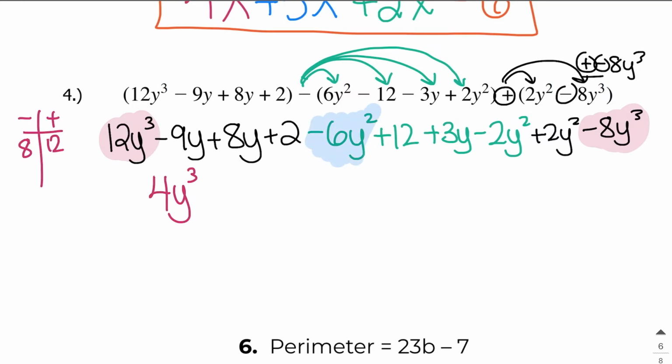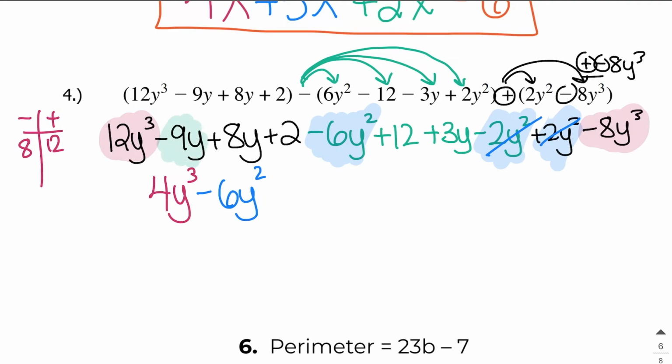So I've got negative 6y squared. I also have negative 2y squared and positive 2y squared. Well, if I do negative 6 minus 2, that's negative 8, and then negative 8 plus 2 is negative 6. Also, I can just see that for sure this negative 2y squared and this positive 2y squared become 0. They cancel out. So I get negative 6y squared here next. All right, cool. Next, we have negative 9y.